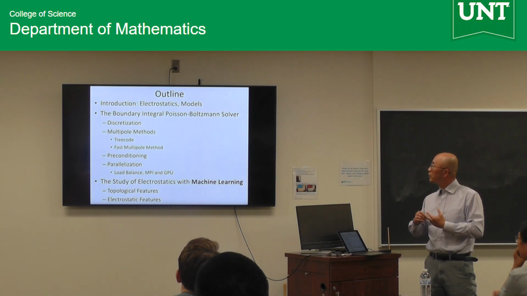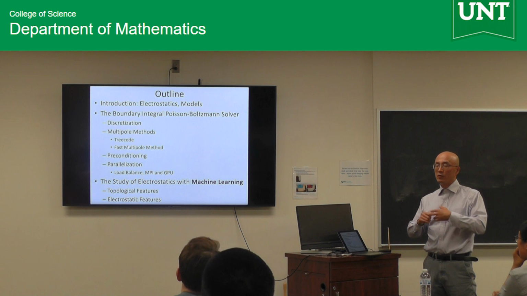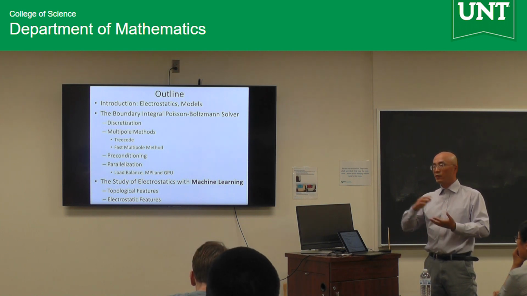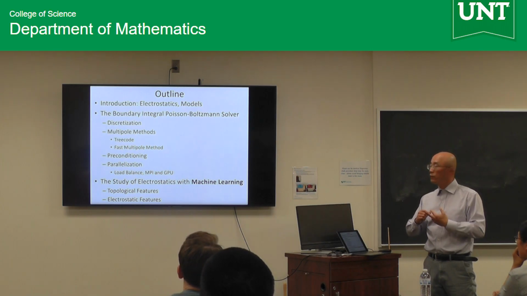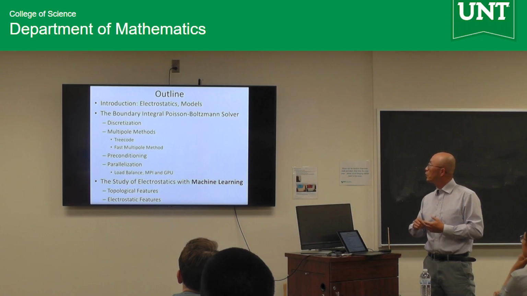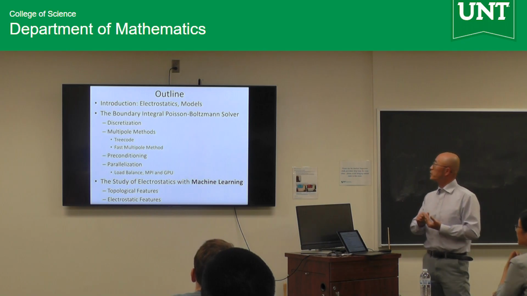Also, eventually when you solve a problem using a numerical method, usually after mathematical modeling, you will have the discretized system of equations, which is Ax = b, a matrix times a vector equals a vector. To solve this matrix system, we can use some preconditioning method to speed it up. Also, we will talk about parallelization. We consider load balance, MPI, and the GPU.